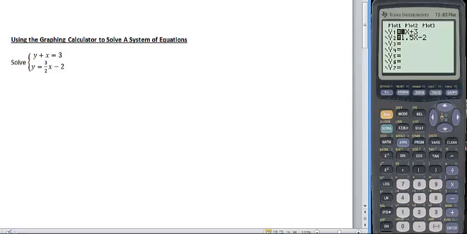In today's lesson, we're going to take a look at the use of the graphing calculator in order to solve systems of equations and application problems that use systems of equations. In our first example, I just want to show you how to use your graphing calculator.